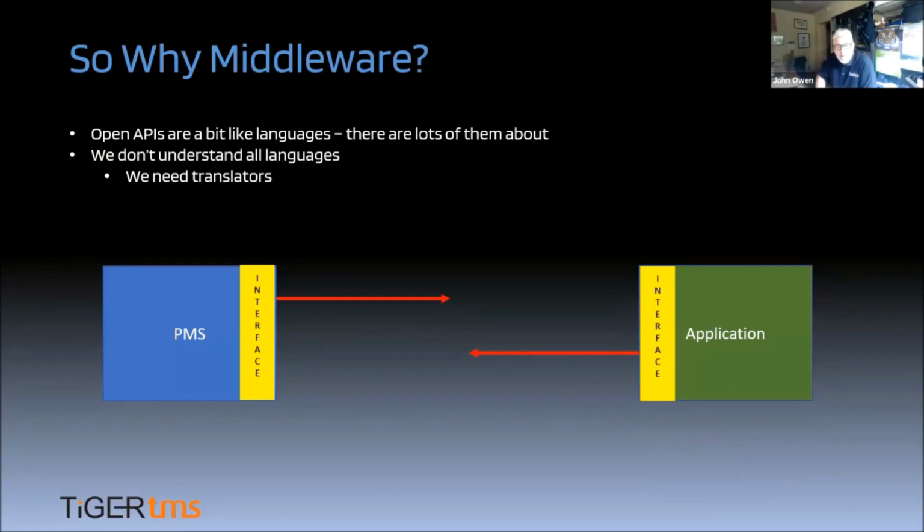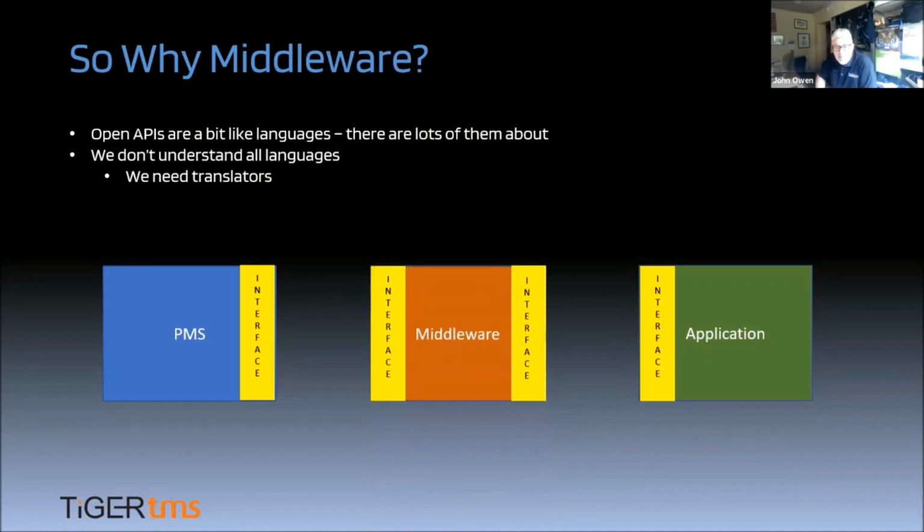So why do we need middleware? The easiest way to describe middleware, as I said at the start, is software glue. In other words, it's a translation service. Basically, there's a PMS with an interface on one side and the application you want to connect on the other. And what the middleware does is come between the two, speak the language of the PMS on the left and speak the language of the application on the right.